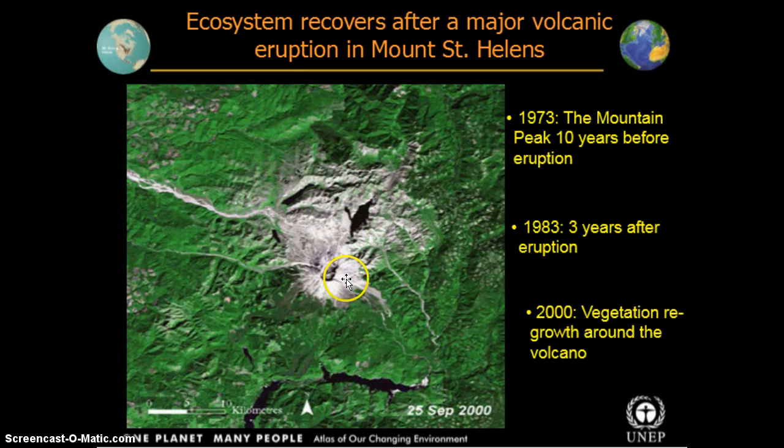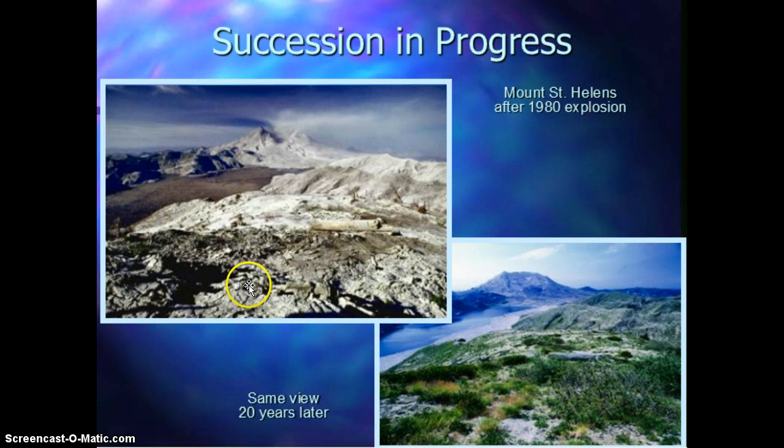This was Mount St. Helens, and you can see that beforehand we basically had just rock after this volcano had exploded. But this is 20 years later, and you can see it's come back quite a bit, but it's definitely not to that forest stage yet, because the whole process of succession can take hundreds of years.